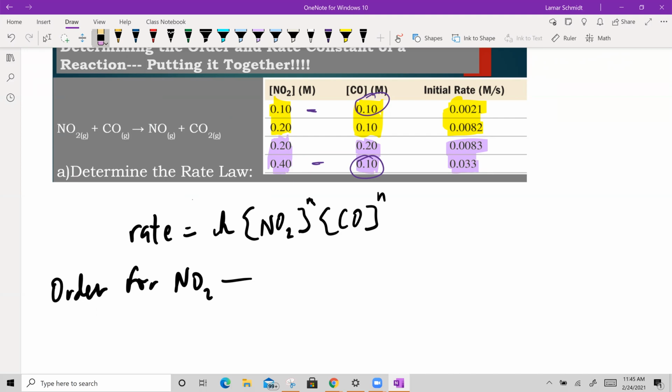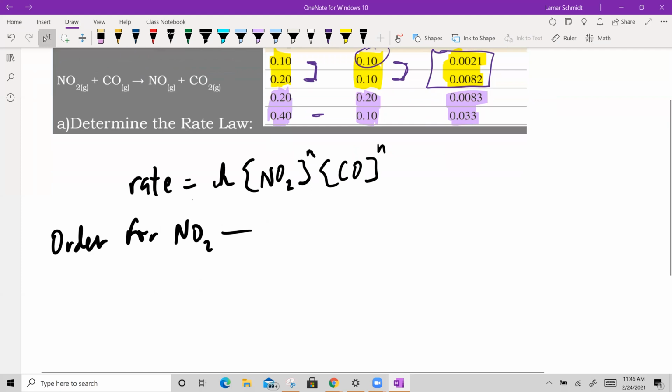I could not use this point, because now, even though NO2 doubles, the concentration of CO also doubled. So I would not be able to use that point. That would not work. So just for this trial here, we're going to use these 2 points, and we'd come up with the same answer either way. That stays the same, and we're going to be looking at these rates. We don't need to consider CO at all because there's no change in concentration.